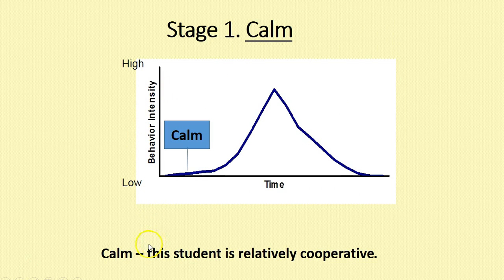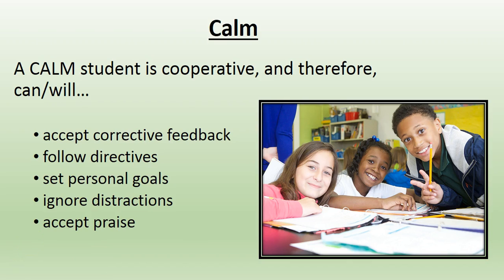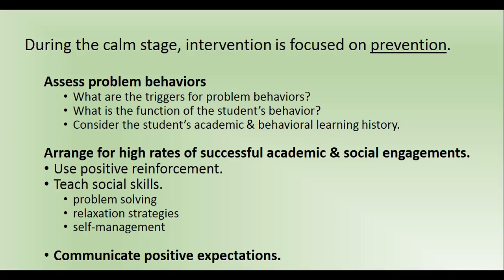According to Colvin and Sugai, the calm individual is one who is relatively cooperative. The calm student is going to readily accept corrective feedback that you might have for them. They're going to follow your directives. They're going to set personal goals. They're going to ignore those distractions that happen during class. And they're going to gladly accept that positive feedback we give them as a motivator for positive behavior. It goes without saying that we want individuals to stay in the calm stage.